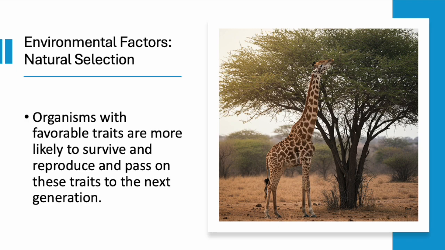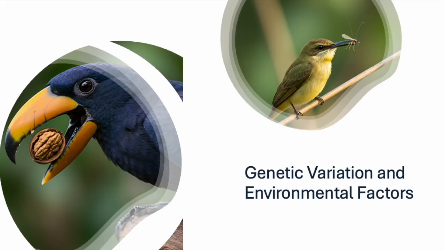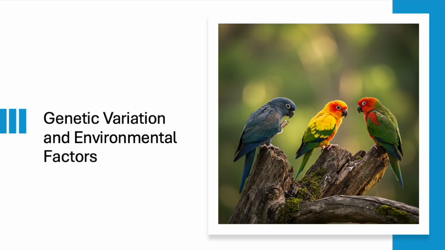So how do genetic variation and environmental factors work together to drive evolution? Well, let's say there's a population of birds. Some of these birds have beaks that are better suited for cracking open seeds, while others have beaks that are better suited for catching insects. If the environment changes and there are more seeds available, the birds with beaks that are better suited for cracking open seeds will be more likely to survive and reproduce. This means that over time, the genes for beaks that are better suited for cracking open seeds will become the more common trait in the population.